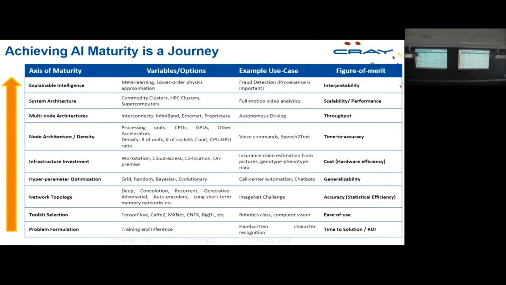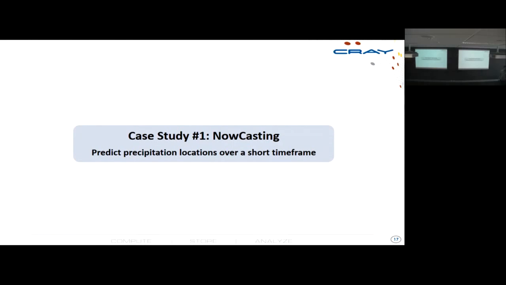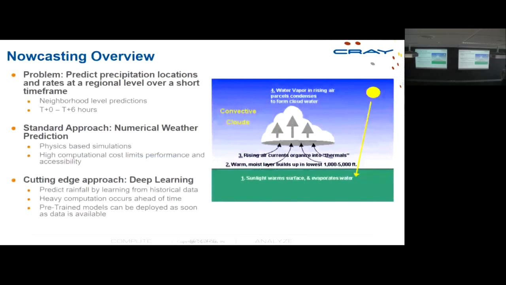So the first use case I'm going to talk about is nowcasting. The idea is, weather forecasting is hard and expensive. And we would like to be able to do very short-term forecasting very quickly, generally fairly locally. There are physics-based simulations, but they can be very expensive to run. Often you'll have trouble finding out what a good prediction for the weather is in 10 minutes, because it might take you more than 10 minutes to run the simulation.